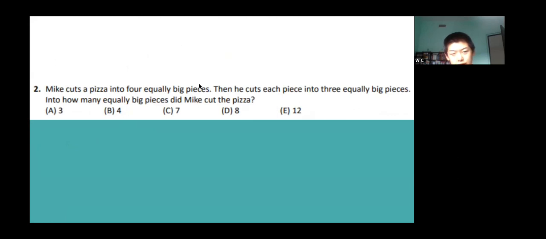Mike cuts a pizza into 4 equally big pieces. Then he cuts each piece into 3 equally big pieces. How many equally big pieces did Mike cut the pizza into? I'll give you 1 minute to think about this one, and please post the answer.